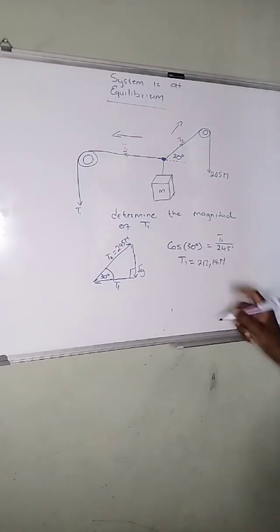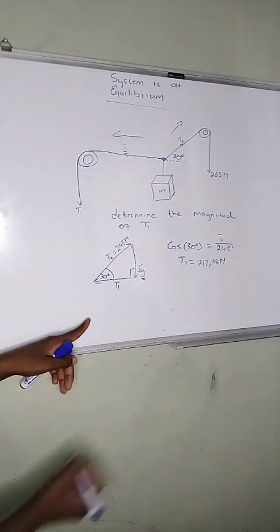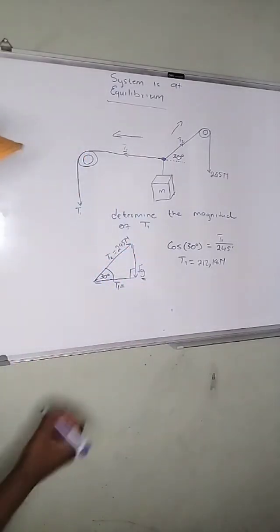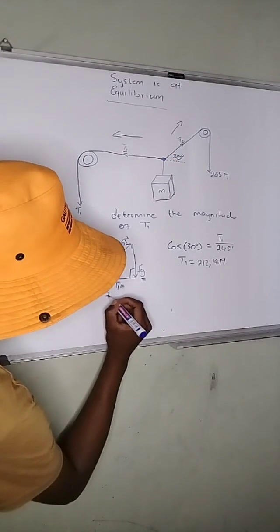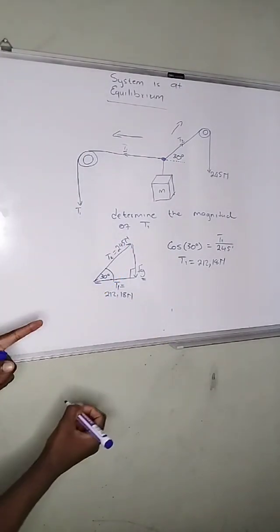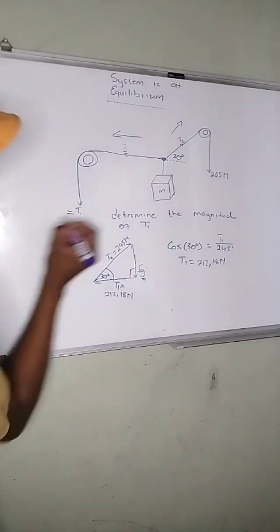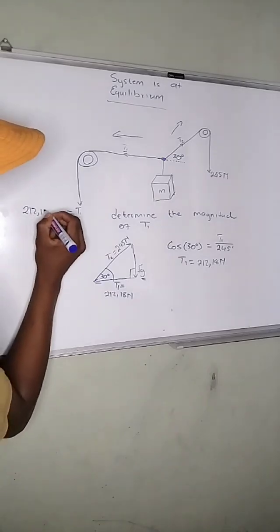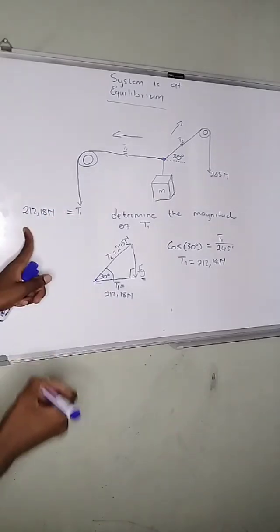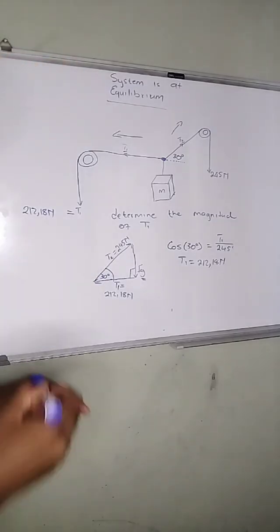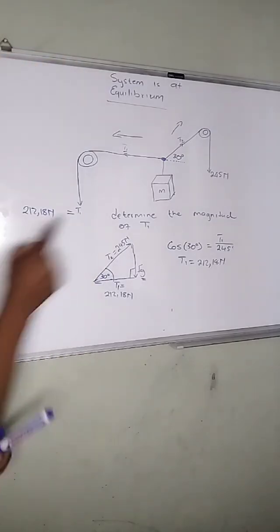212,18 newtons, right? Then can we get? We are done with this one, right? T1 is gonna be 212,18 newtons, right? So it means over here we are having how much? 212,18 newtons. We are done with T1.